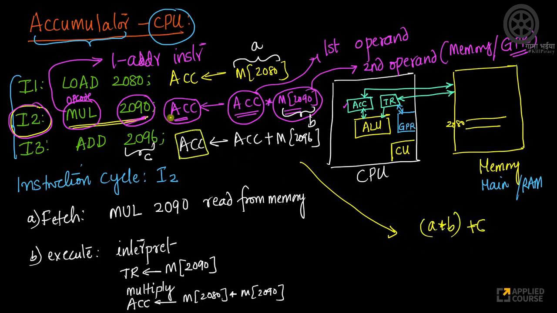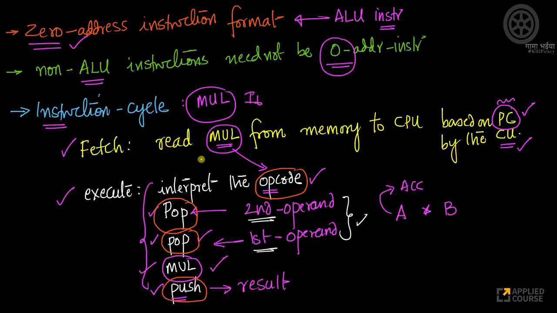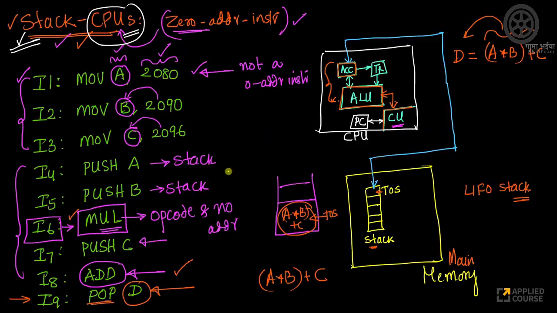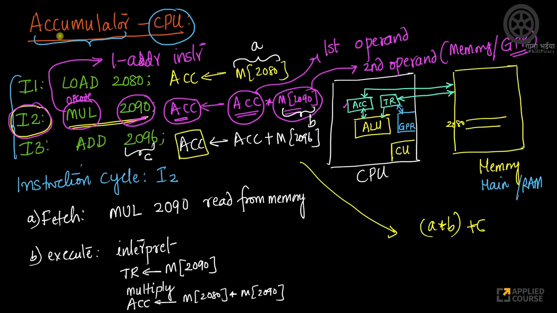So again, if you notice, this is exactly the same operation that we have performed even here. Look at this. What is the operation that we performed here? A star B plus C. The same operation we have done. Here we are using the stack CPU, and hence it requires more instructions. Here we are using an accumulator CPU, hence we require fewer instructions. That's one of the advantages of accumulator CPU over stack CPUs.